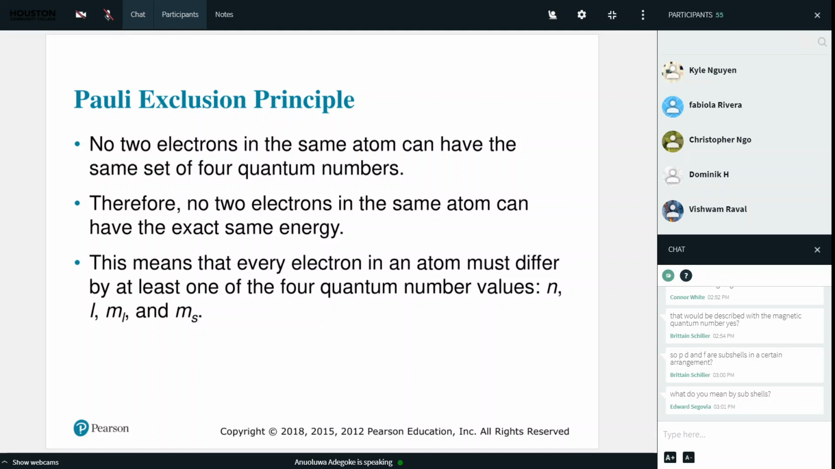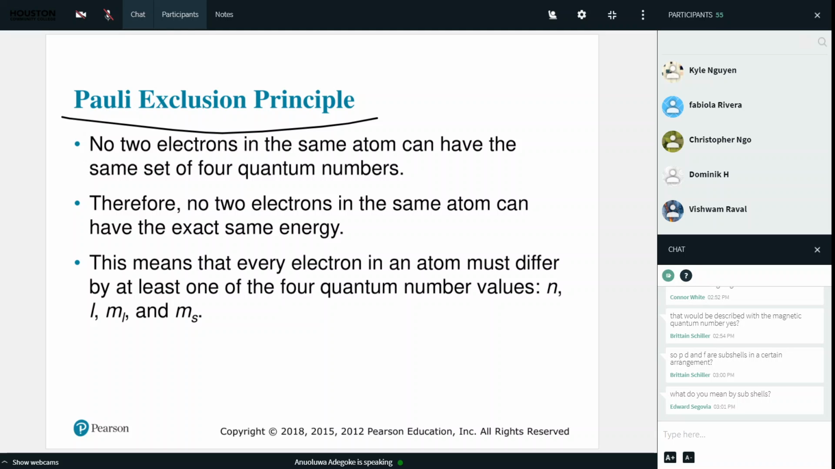So now we want to look at how to quickly write electronic configuration before we finish today. The rules that we're going to be looking at before we start writing electronic configuration, one of them is the Pauli exclusion principle, which says that no two electrons in the same atom can have the same set of four quantum numbers. We are going to see that. This means that every electron in an atom must differ by at least one quantum number.